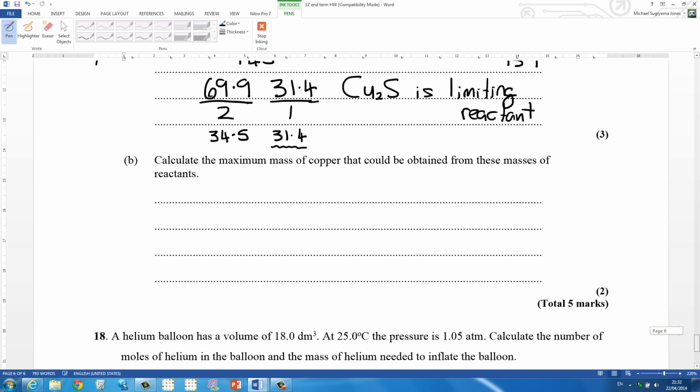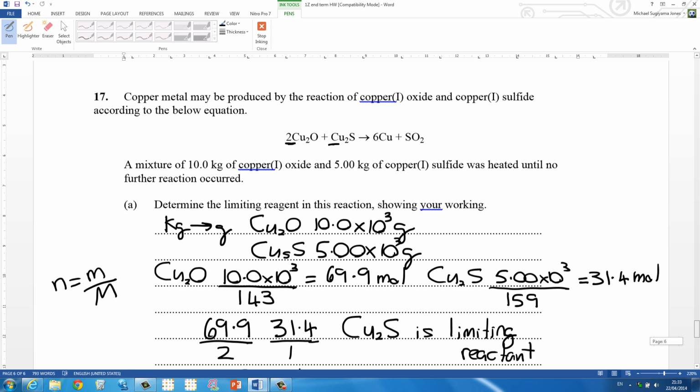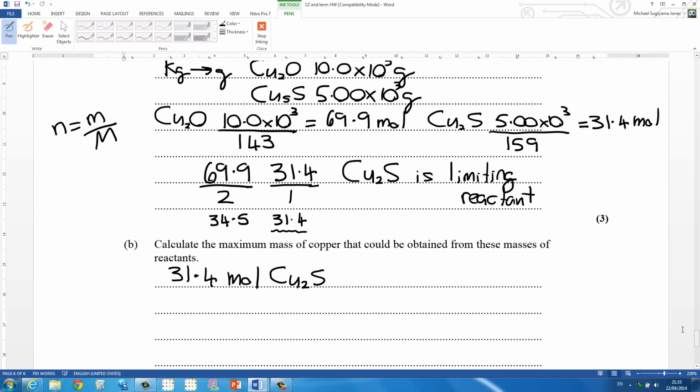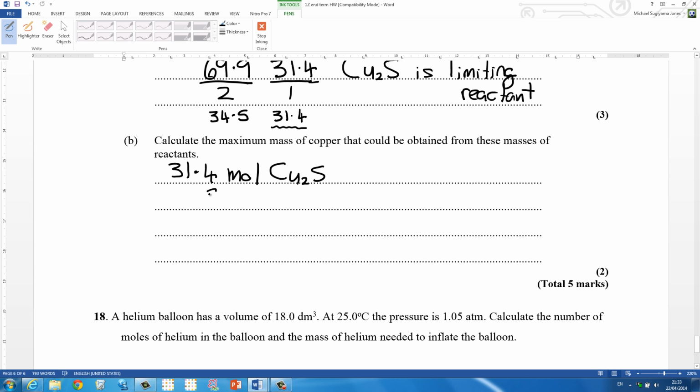So moving on to the next part, calculate the maximum mass of copper that could be obtained from these masses of reactants. So to calculate the maximum mass of copper, you use the limiting reactant. So how many moles of limiting reactant do we have? We have 31.4 moles of Cu2S. What's the ratio of copper sulfide to copper? It's a 1:6 ratio. So that means if we have 31.4 moles of copper sulfide, we need to multiply that by 6 to get moles of copper. So that's 31.4 times 6, and that gives us approximately 188 moles of copper. But we're not finished yet because the question is asking for mass, not moles.